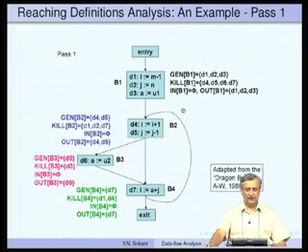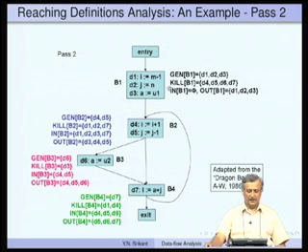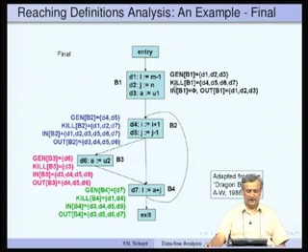So, here is the example that we considered in the last lecture. There are 7 definitions here and 4 basic blocks. Here are the gen and kill sets, and the initialization of in B1 is phi for all of them. So, out B1 trivially will be gen B1 itself, because in B1 is phi. Then after one pass the values become as shown here.